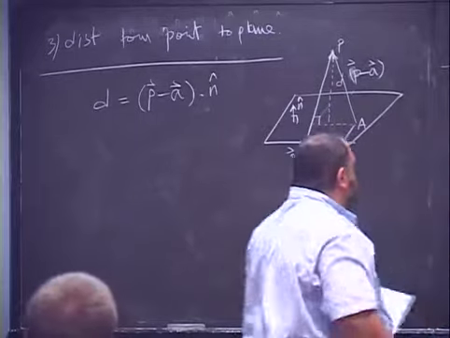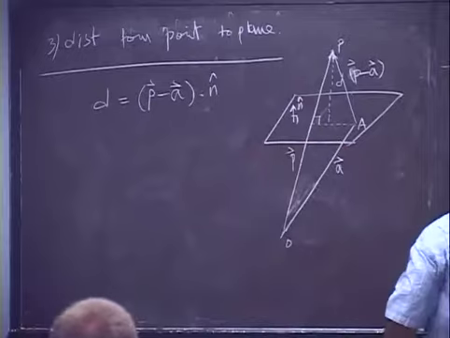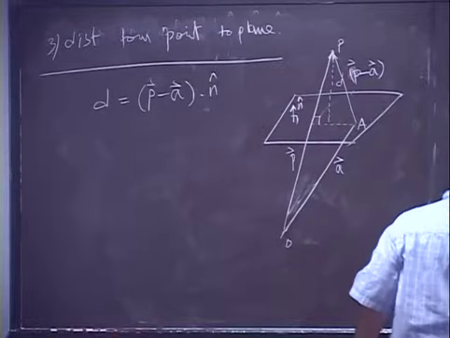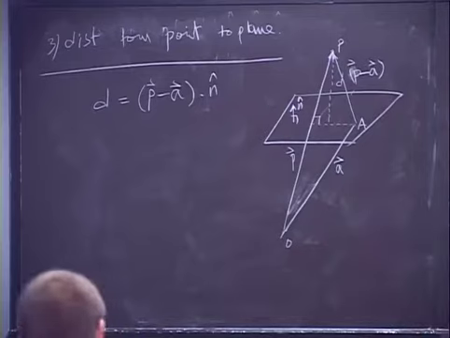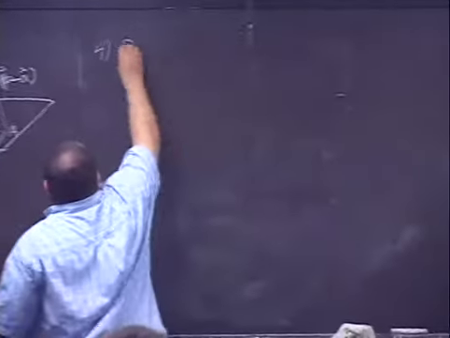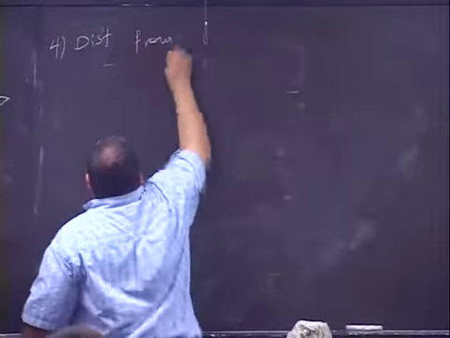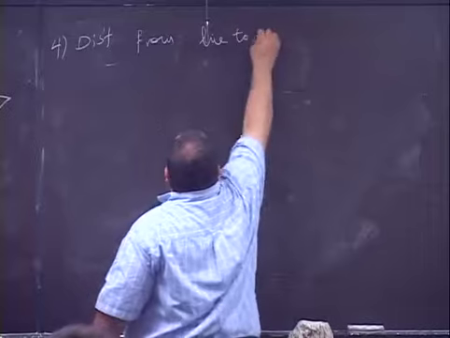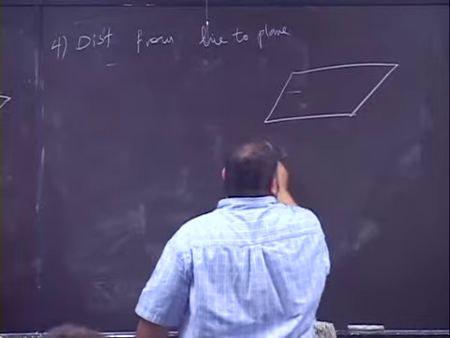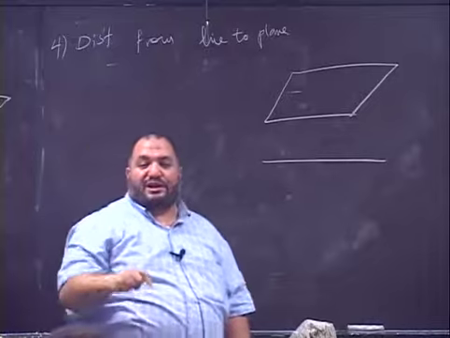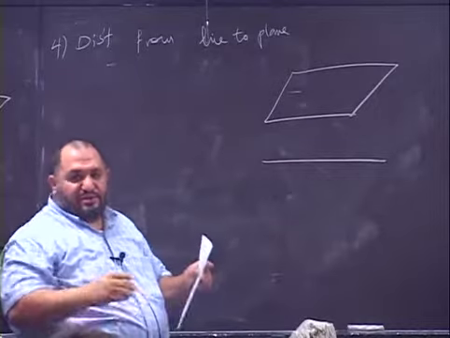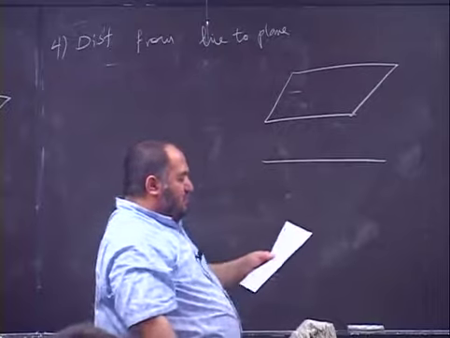Now, how will we get the distance from a line to a plane? So we got the distance from point to line and line to line, then point to plane and line to plane. So let's assume that this is the distance from line to plane. Here is a plane and here is a line. If the line is not parallel to the plane, the distance is 0. They must intersect somewhere.